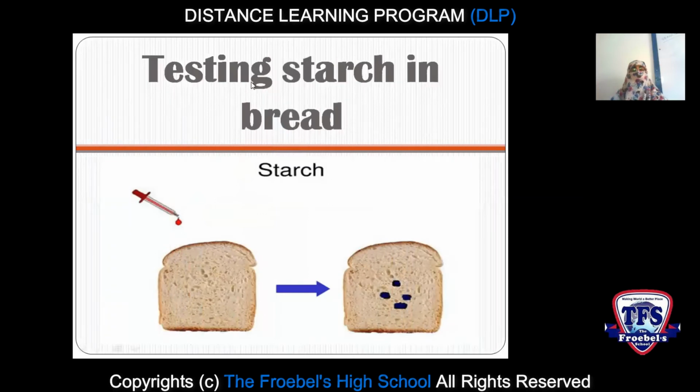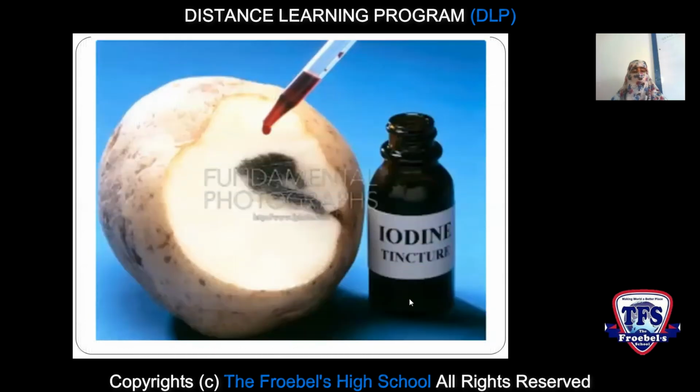We can check the starch in bread also. Take a slice of bread, put a few drops of iodine solution on the bread. You will observe a color change from brownish yellow to blue-black. Brownish yellow color is iodine solution's original color. In the presence of starch, it immediately turns to blue-black. That means starch is present. So bread is a good source of starch.